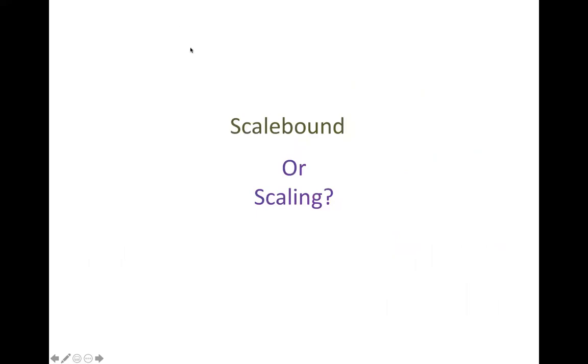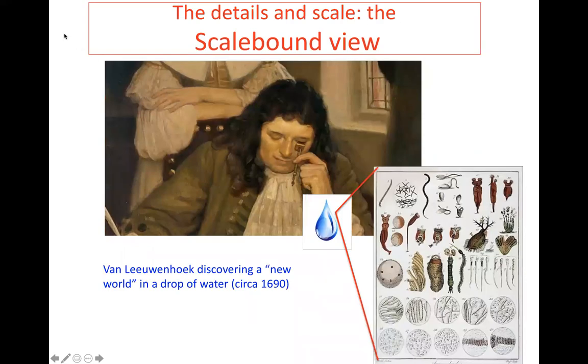Okay, so how do we understand that? There are two extreme ways of doing that, and probably we're going to need both, in fact, but let me explain the two extreme ones first. So here is poor old Van Leeuwenhoek back in the 17th century, looking through the first powerful microscope, and he is credited with having discovered a new world in a drop of water, right? That's the famous phrase. And of course, he discovered microorganisms.